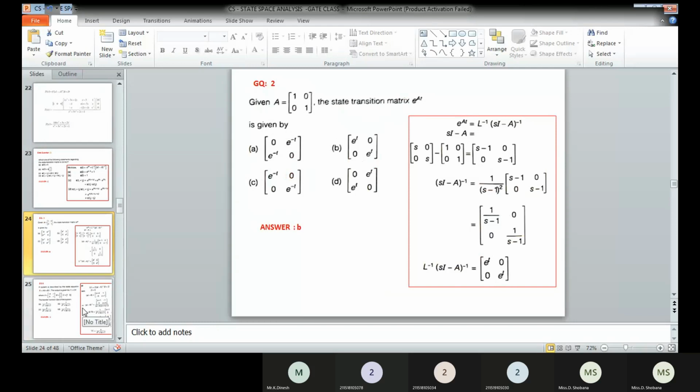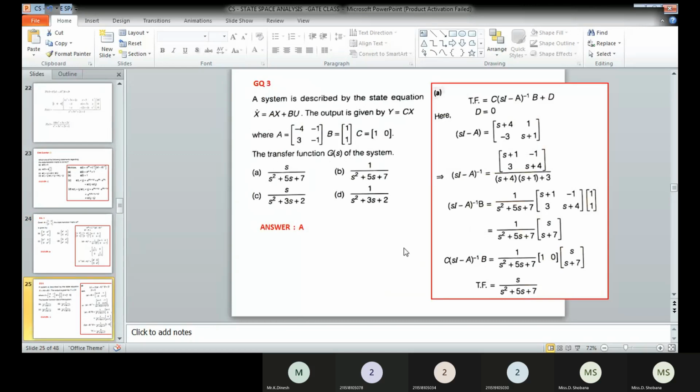Okay, so here is the third question. The system is described by the state equation. The A matrix is given, and the B and C matrices are given. We have to determine the transfer function. So the formula is C into (sI minus A) the whole inverse into B plus D. Okay, D is not available, so just C, B and A are there.